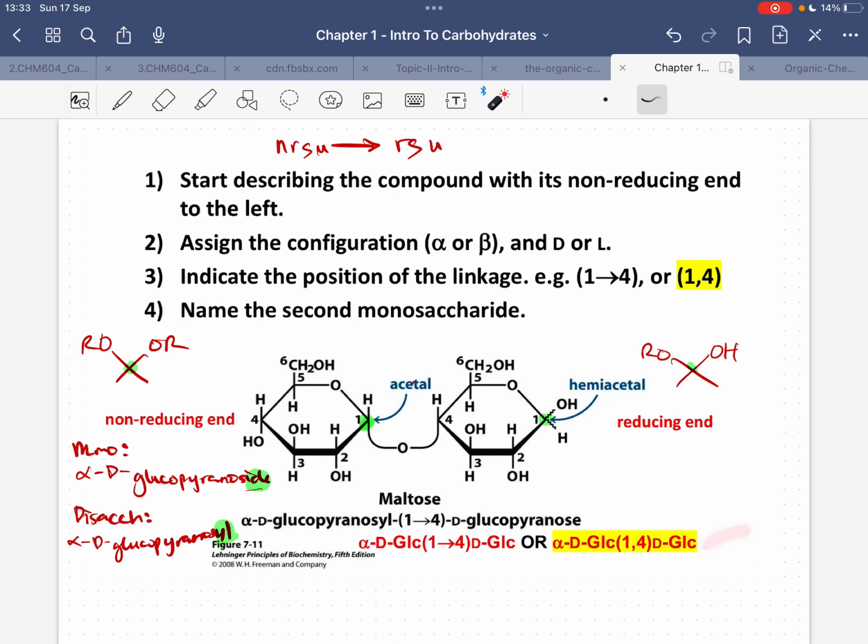And an easy shortcut for naming: you can use the abbreviation like GLC for glucose, okay? But in this convention, there is no dash. That's why it's now alpha-D-glucose, connected from carbon 1 up to carbon 4 of the reducing sugar unit, which is this one, and then D-glucose. Or instead of an arrow, you can use a comma.